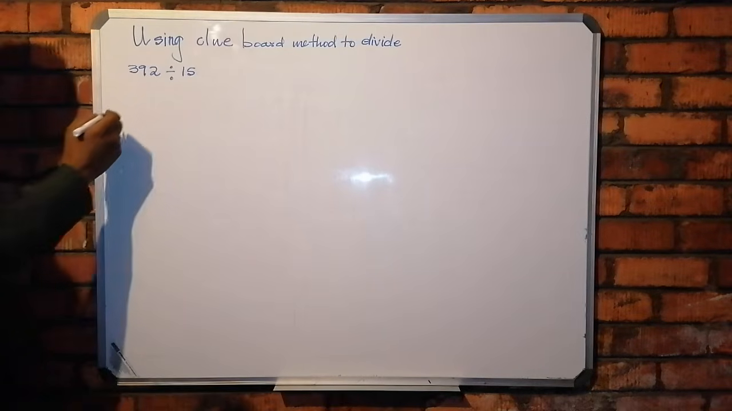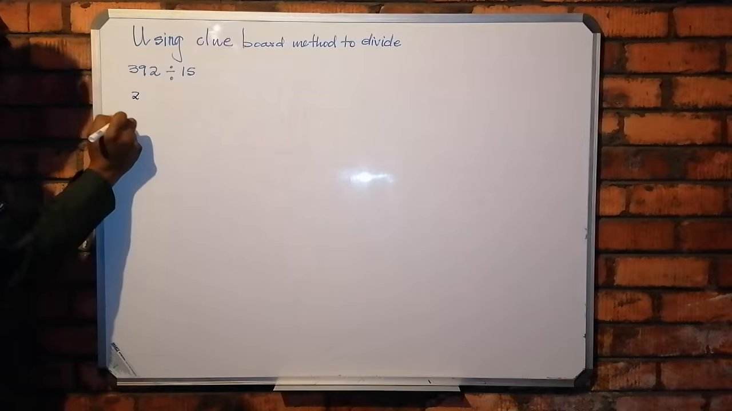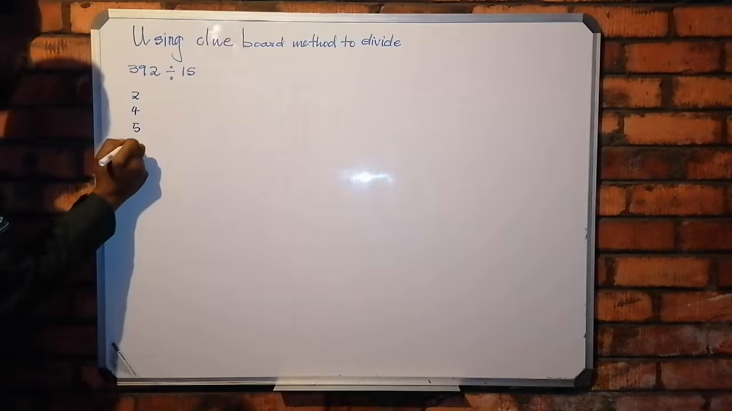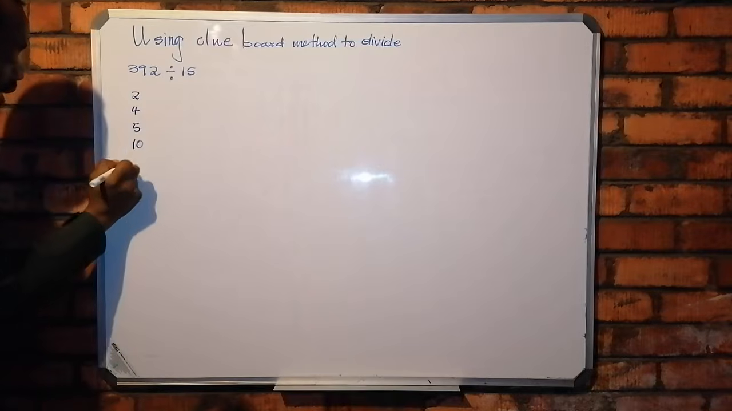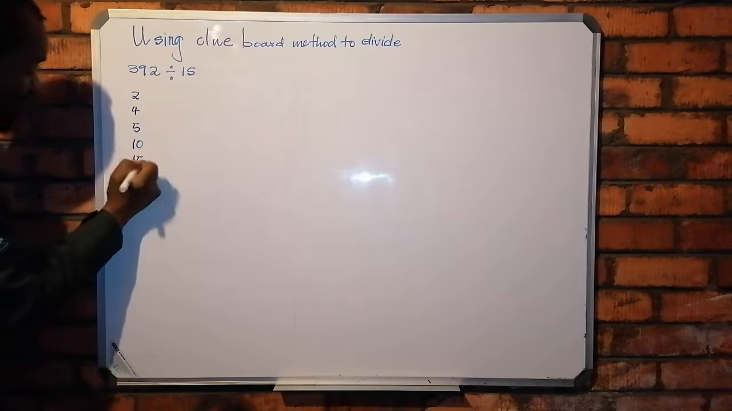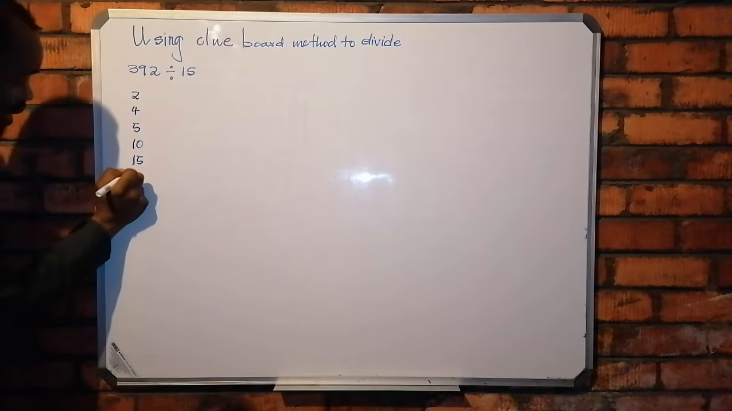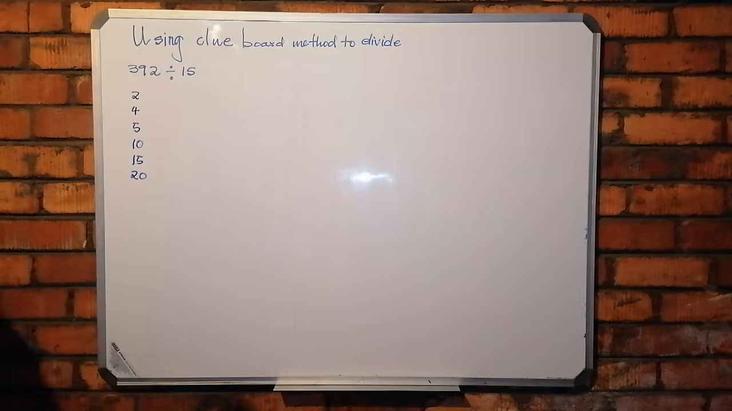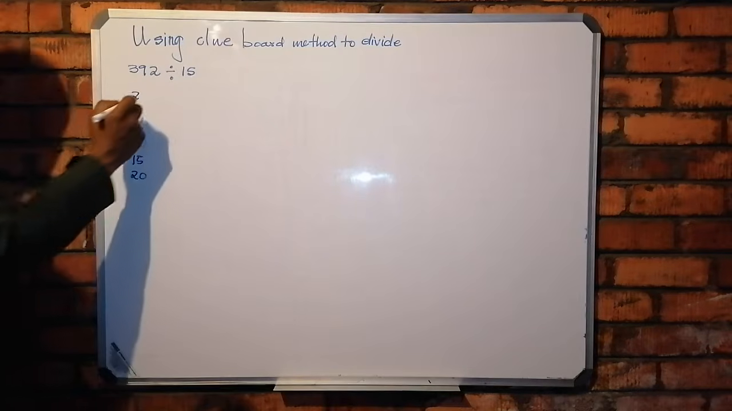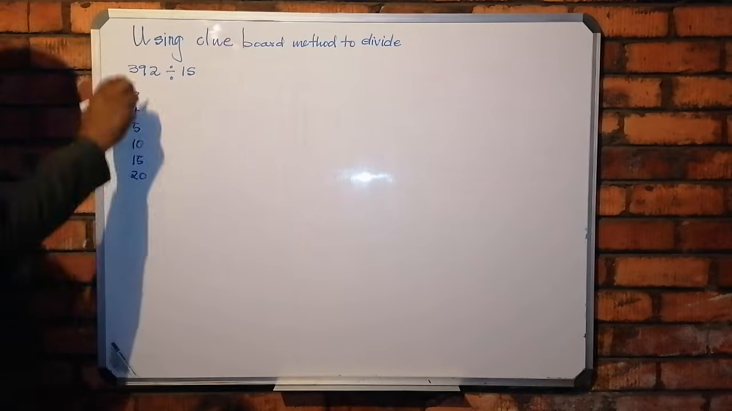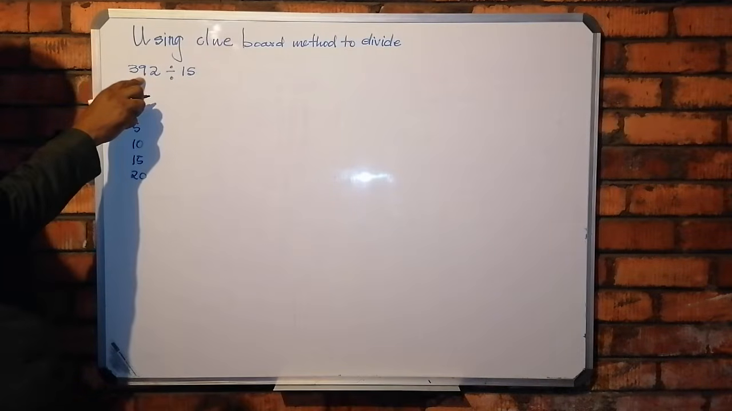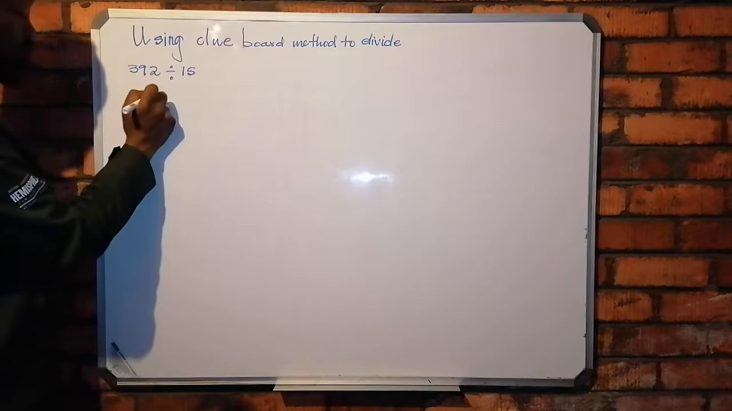Now, let me take numbers 2, 4, 5, 10, 15, and 20. Now, taking those numbers, I multiply each one of them by 15. I want to see which one gets us very close to 392.